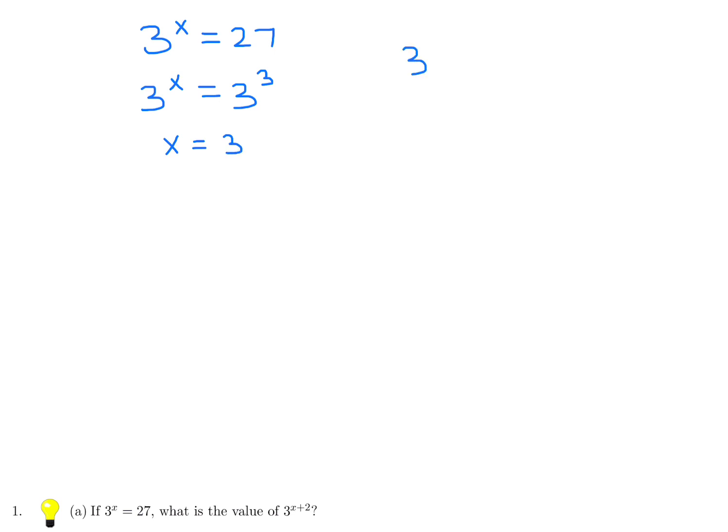Now they want us to figure out the value of 3 to the power of x plus 2. Well, x is equal to 3, so we put 3 there and add 2, and that becomes 3 to the power of 5, and 3 to the power of 5 is 243.